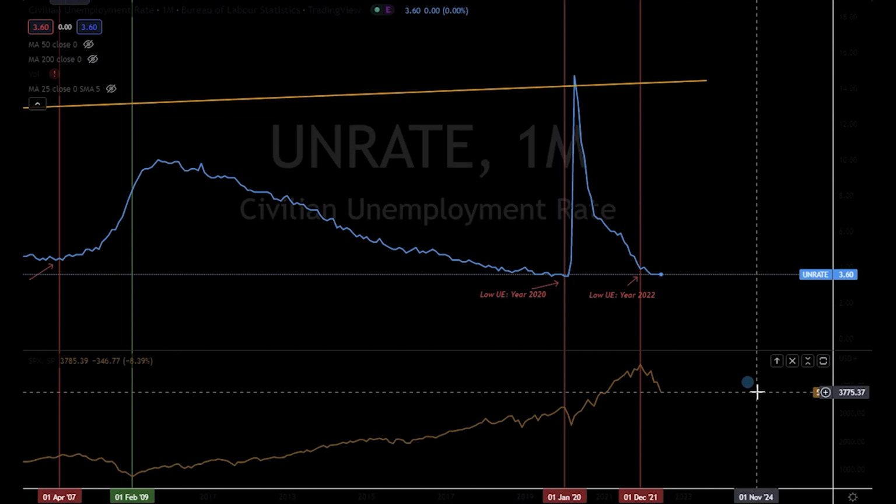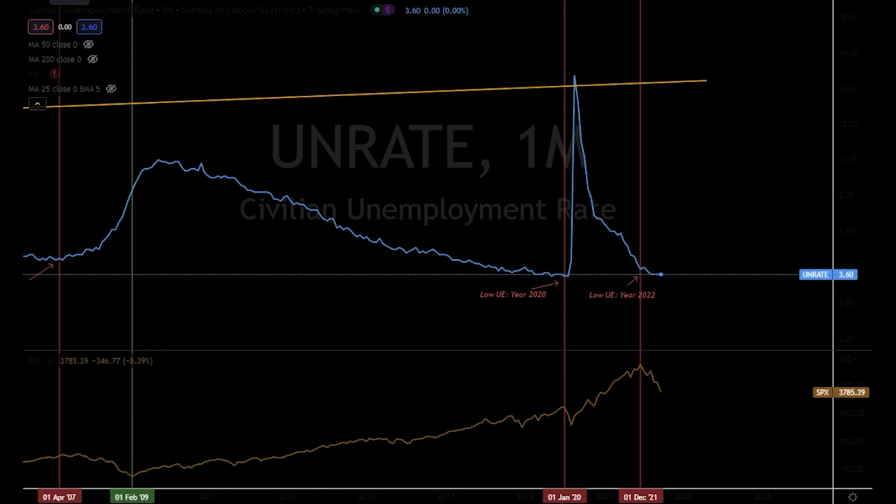So just buckle up. The charts are telling me that we are far from over in this bear cycle and that there's a lot more pain to come, especially as that unemployment rate ticks up.